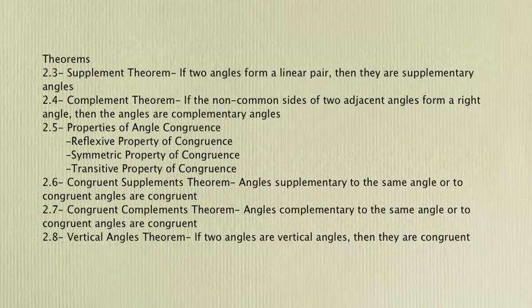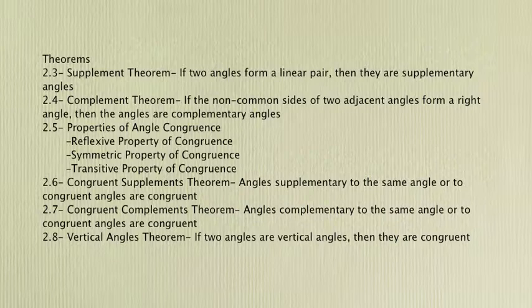The supplement theorem says if two angles form a linear pair, then they are supplementary angles. The complement theorem says if the non-common sides of two adjacent angles form a right angle, then the angles are complementary angles. There are 3 properties of angle congruence: the reflexive property, the symmetric property, and the transitive property.